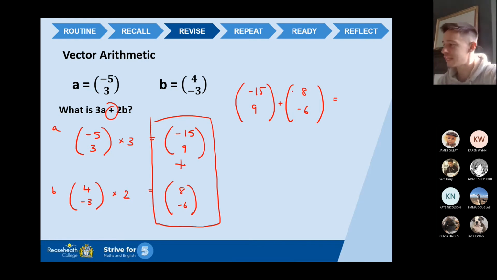Well, minus 15 add 8 is going to give me minus 7. And then 9 add minus 6 is going to give me 3. Now, you may be thinking, Sam, that was quick. You've got a calculator, remember, in your exam. Minus 15, add 8 in your calculator, boom, there's your answer. 9, add minus 6 equals 3, boom, there's your answer.